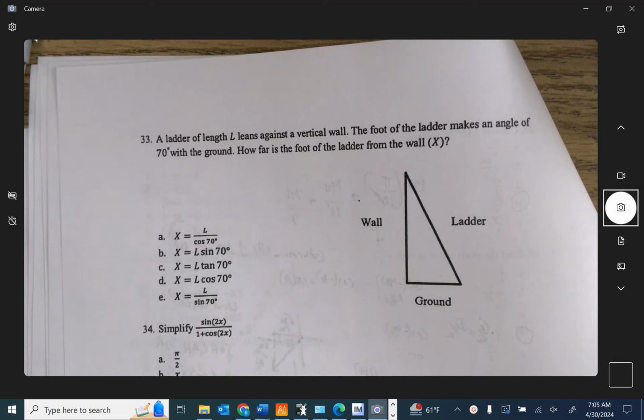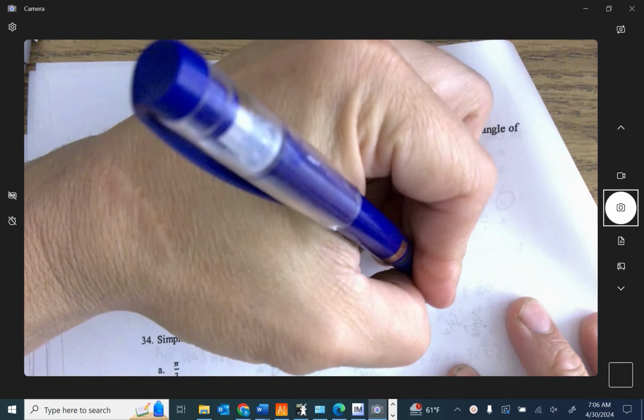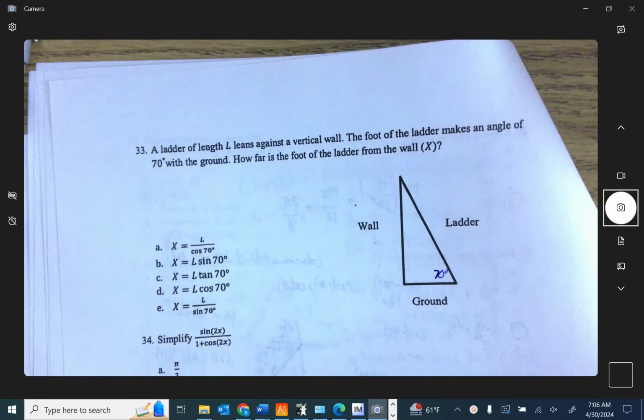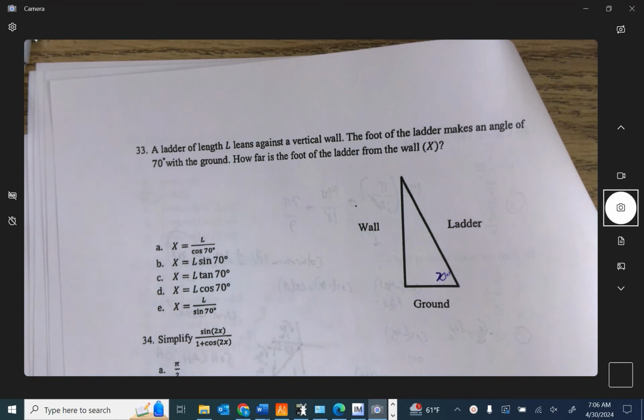A ladder of length L leans against a vertical wall. The foot of the ladder makes an angle of 70 degrees with the ground. How far is the foot of the ladder from the wall, x? So we make the angle with the ground, and ladders lean. And then I guess we do trig.